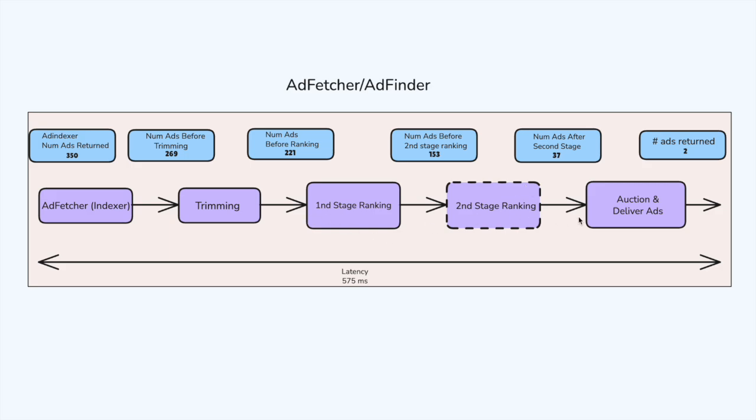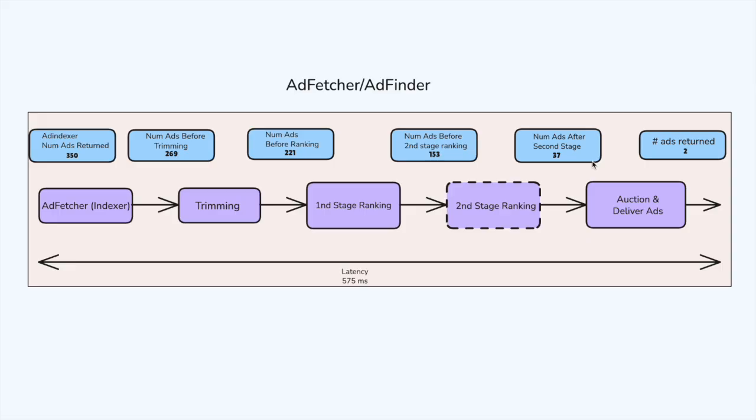Next is the truncation step. After ranking, we aggressively cut down the list from 153 ads to just 37. We keep only the top scoring ads. In some systems, this step also enforces diversity or fairness constraints to avoid showing too many similar ads.